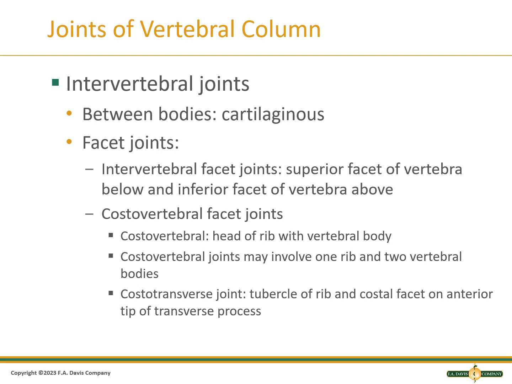Our costovertebral joints may involve 1 rib and 2 vertebral bodies because remember we have 3 costal facets, and where they meet with the vertebral body is an articulation with the vertebral body above and the vertebral body below. And then the costotransverse joint is the tubercle of the rib and the costal facet on the anterior tip of the transverse process. So that's going to cover our 3 costal facet joints.